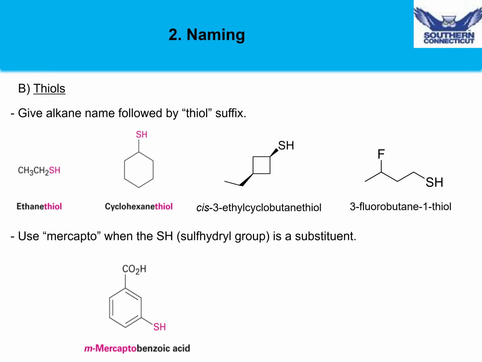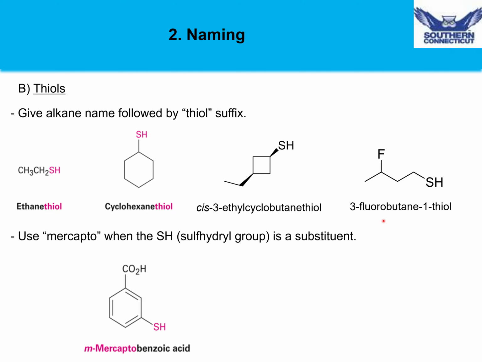To name thiols, we typically give the alkane name followed by the suffix thiol. As an example, we have here ethane thiol. Next, we have cyclohexane thiol. In this next example, we have a thiol group and an ethyl group that are cis to each other on a cyclobutane. So this compound is named as cis-3-ethylcyclobutane thiol.